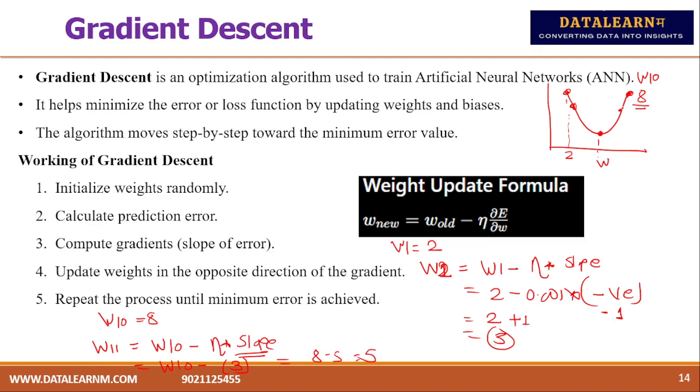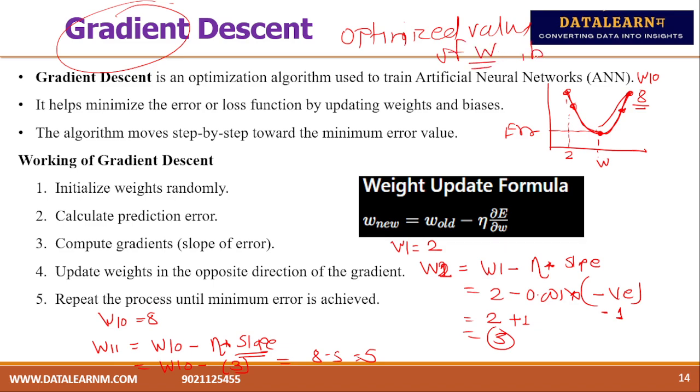Where will that 5 be? Here on the left side. Yes, so it will move to the left. So anyhow this graph will converge at some time. Based on the slope value, this graph will converge somewhere where you will get the minimum value of the error. This process is known as gradient descent, where it will give you the optimized value of W, and the same process will be followed for B as well.